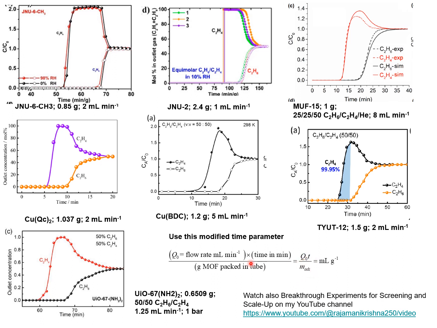Q naught, the flow rate at the inlet in milliliters per minute, times the actual time in minutes, divided by the mass of adsorbent, and the units of this is milliliters per gram. I explain this further in my YouTube presentation, Breakthrough Experiments for Screening and Scale-Up, on my YouTube channel.